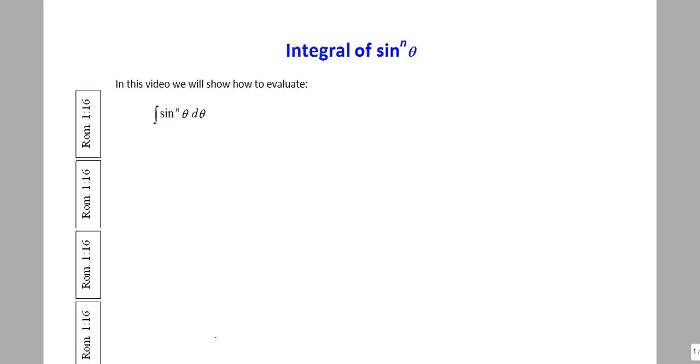Okay, so just as in the last video, we are now going to discuss, of course this is going to be done very much analogously. We're going to discuss the reduction formula for various powers of sine theta, the integrals of various powers of sine theta d theta, okay?